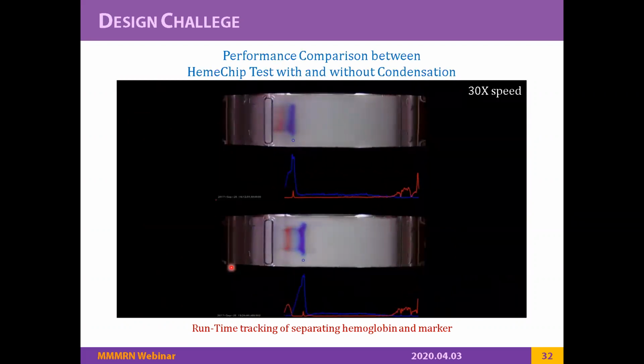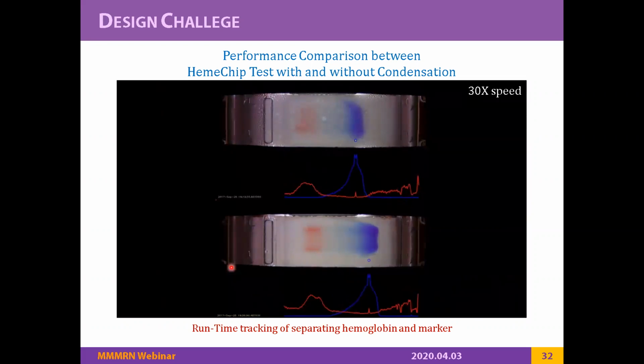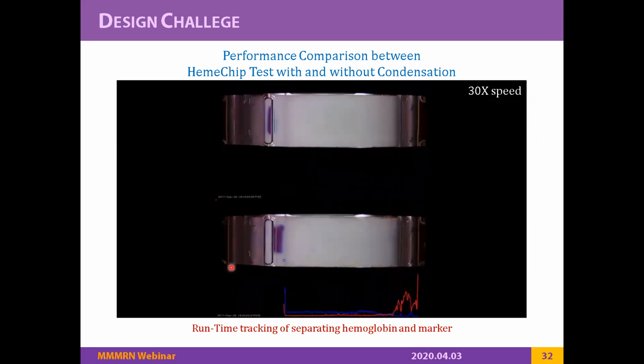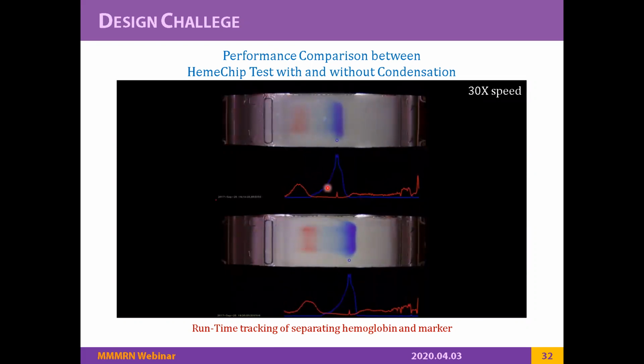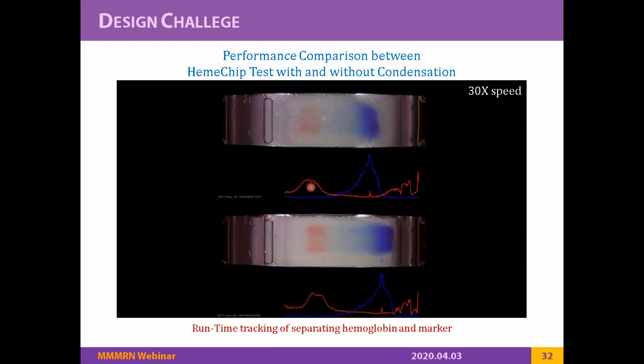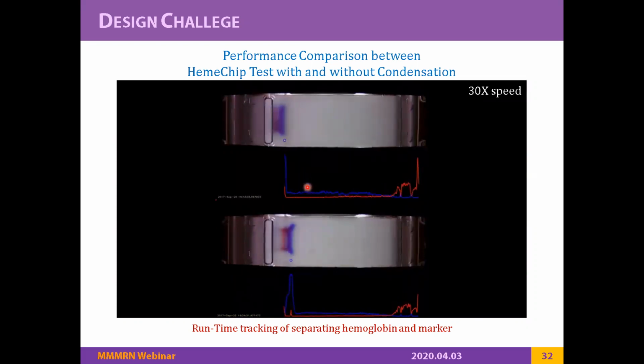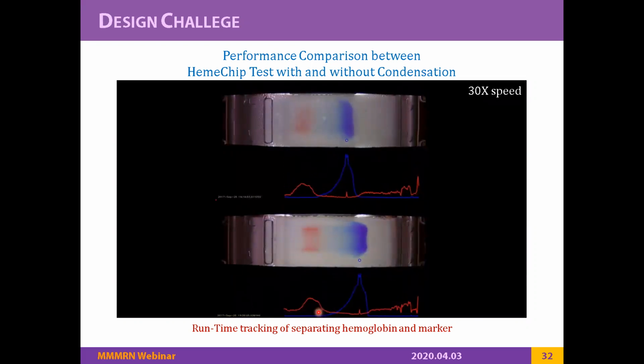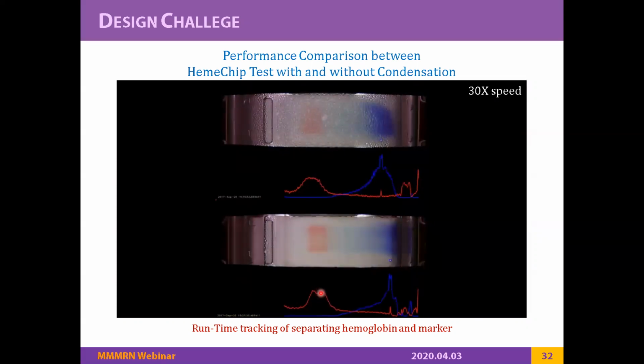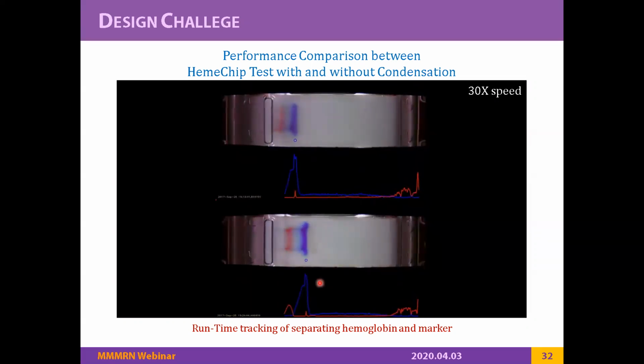So we tested a lot of options, but we came up with a very low-cost solution to do that. You can see the difference: on the top you have the condensation and the bands are very blurry. If you look at the red line, you cannot tell which band is where. But if you look at the bottom image, you can clearly see separate peaks that tell the difference between two different hemoglobin types.